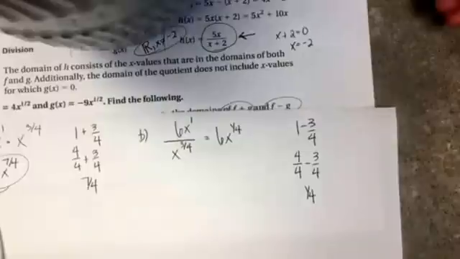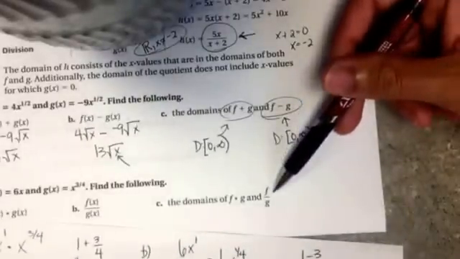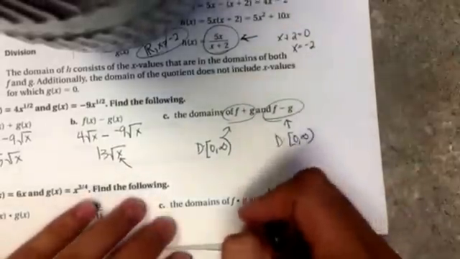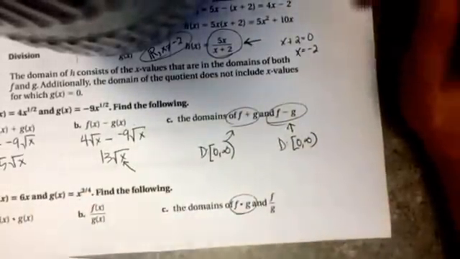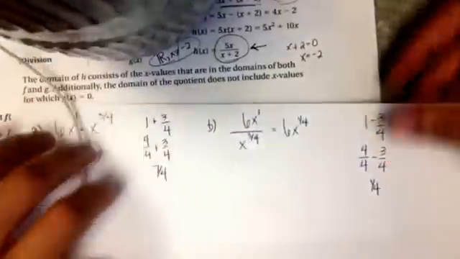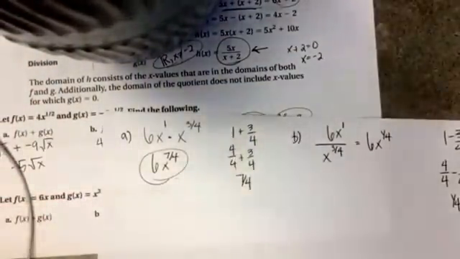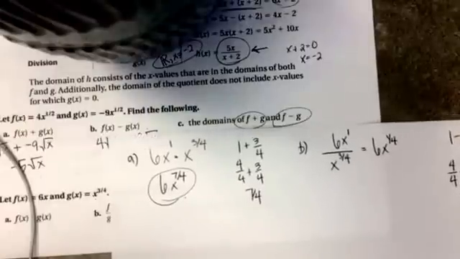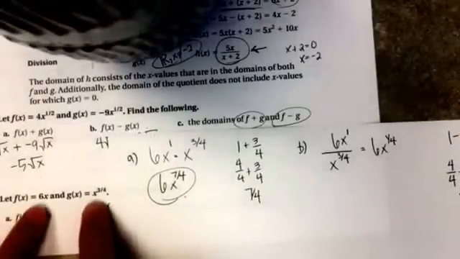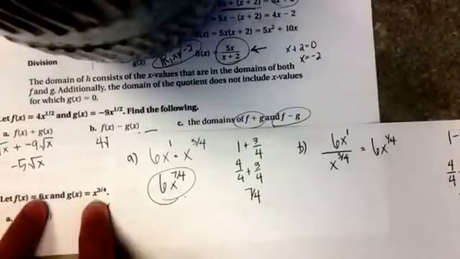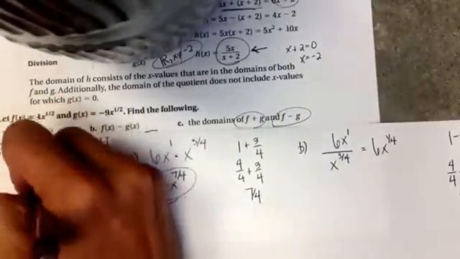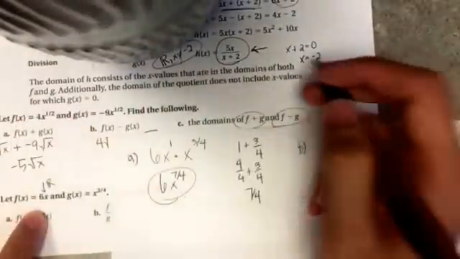The last part of these problems is to figure out the domain. So let's figure that out. For the multiplication operation, we got an end answer of 6x to the 7/4. So what we want to do is look at our two original functions. Did these have any restrictions? 6x is a linear polynomial that has no restrictions, all real numbers.